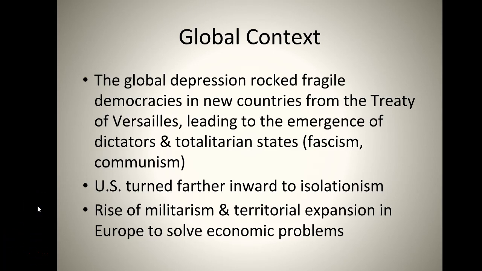Anyways, okay, so the global context is that we have this emerging environmental crisis in the United States. We certainly have a depression. The global depression rocks the fragile democracies that had been created because of the Treaty of Versailles, and this is going to encourage the rise of dictators and totalitarian states. The U.S. will turn further towards itself with isolationism, and we're going to have the rise of militarism and territorial expansion in Europe to solve economic problems. You'll also see that happening in Japan as well. So this is very much the context that we see going into Larson's book.